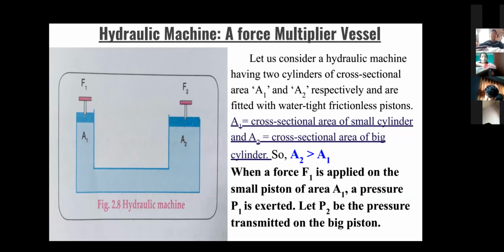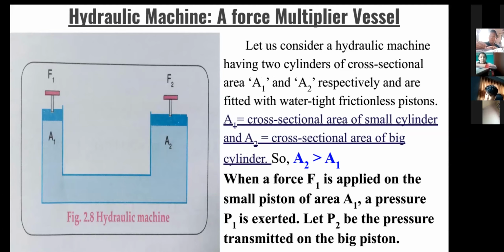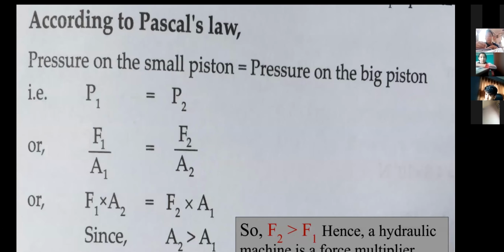Now after considering this, let's use Pascal's law so that we can prove numerically, or mathematically, that the machine is a force multiplier. After drawing the figure of hydraulic machine and writing the considerations giving the meaning of different symbols: A1 for cross-section area of small cylinder, A2 for cross-section area of big cylinder, where F1 is the effort applied on small piston and F2 is the force exerted on big piston, and P1 is the pressure on small piston and P2 is the pressure on the big piston.